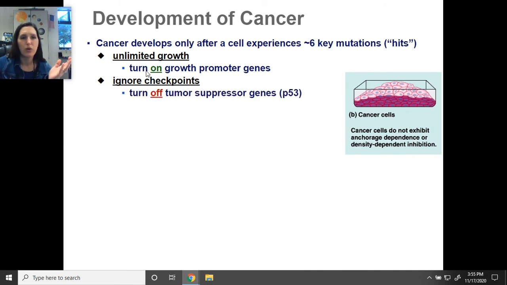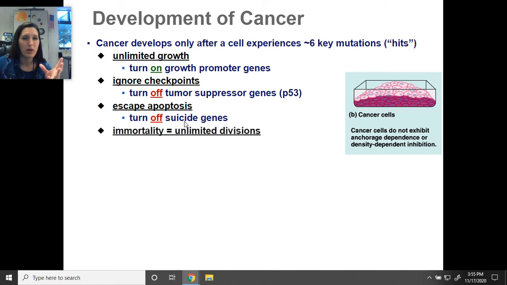Unlimited growth. Your growth promoter has to be turned on so that you can keep growing and growing and growing more and more cells. You have to ignore all checkpoints. All of them have to be turned off, and the tumor suppressor gene P53 has to be turned off. You have the ability to escape apoptosis. Apoptosis is programmed death when you've gone wrong. So it has to be able to turn off this suicide gene to kill itself and stop it. That can't be working properly.